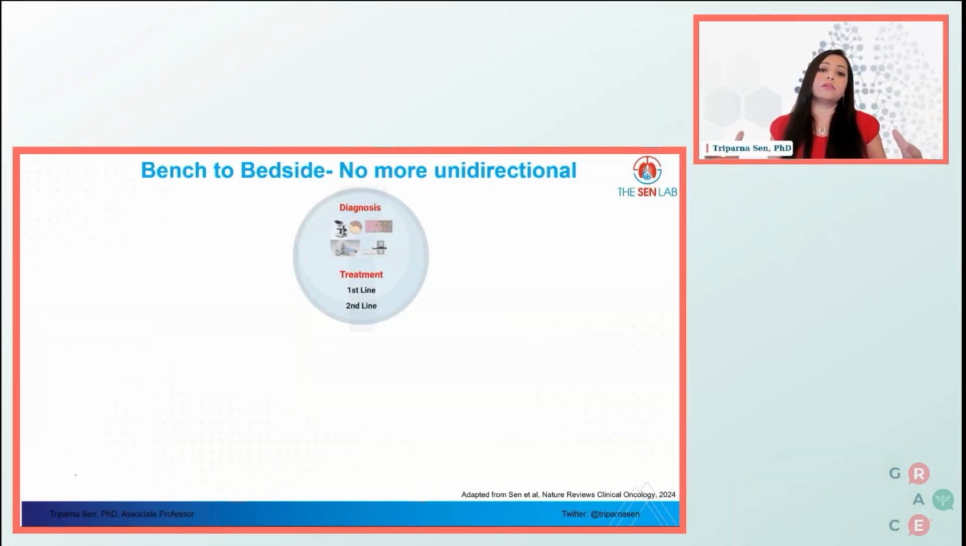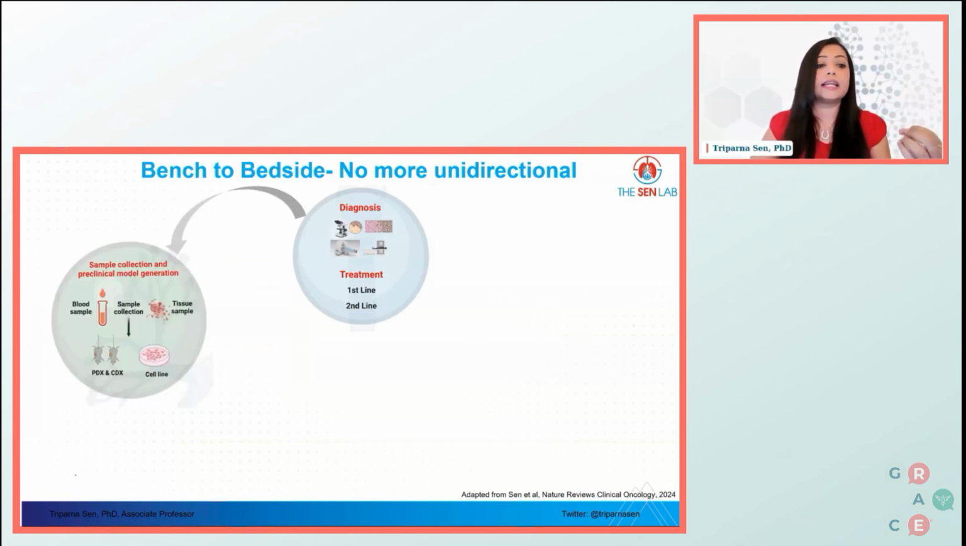Bench to bedside research is no longer unidirectional. In my lab, I have collaborators in every aspect of research, and I talk to them almost every day in order to make my research more timely and better. So we go from the diagnosis and treatment in first line and second line.